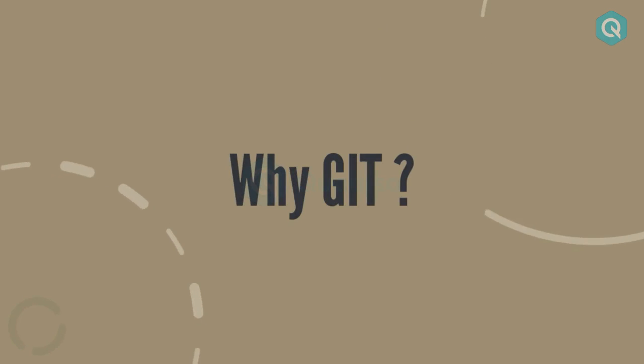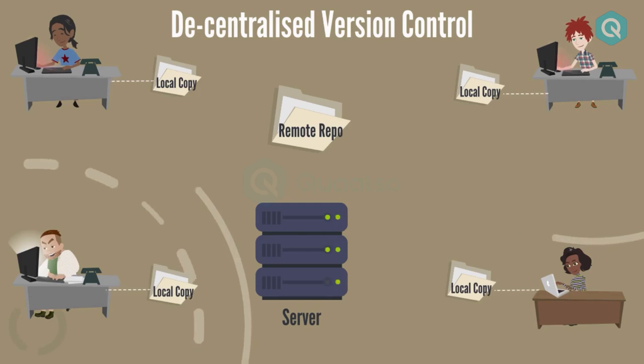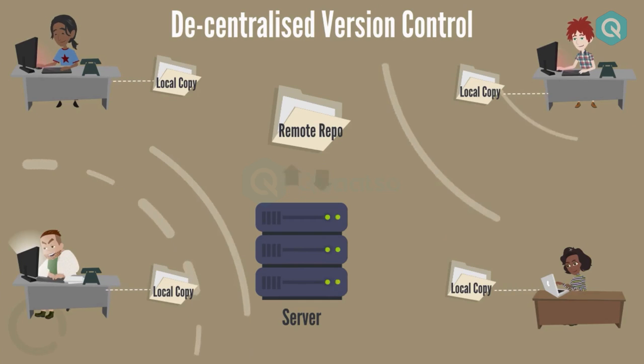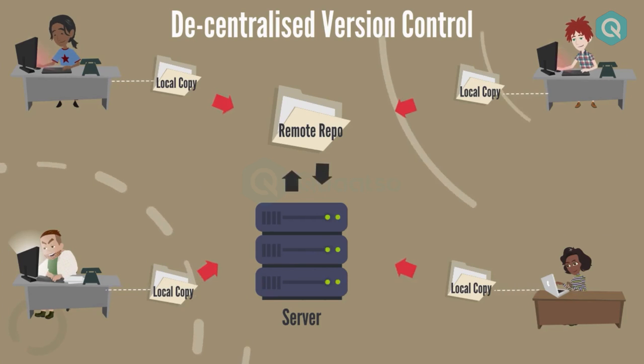Now the second question, why Git? Git is a decentralized version controlling system. It simply means there is no central copy of the entire project. Each contributor of the project contains the entire project in their local machine. It gives us the advantage to work independently on the project without connecting to the central repository. We can cut off the internet, complete our task, and then sync up our changes with the central repo.